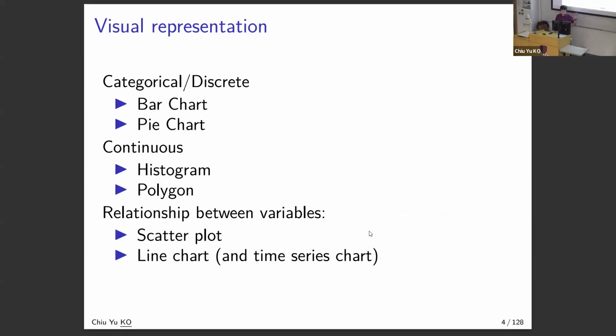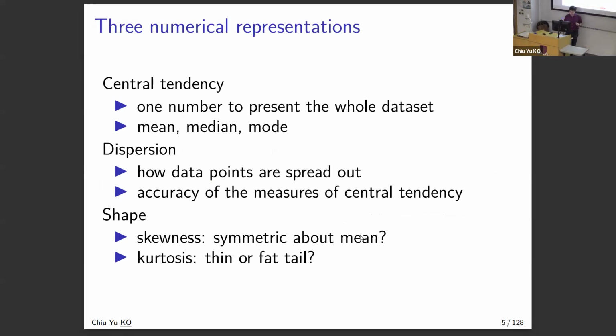As I said, I'm not going to talk about this. It should be in your mind what kind of data should apply which kind of graphical analysis.